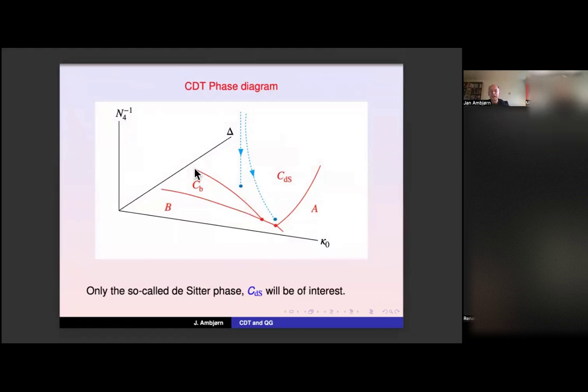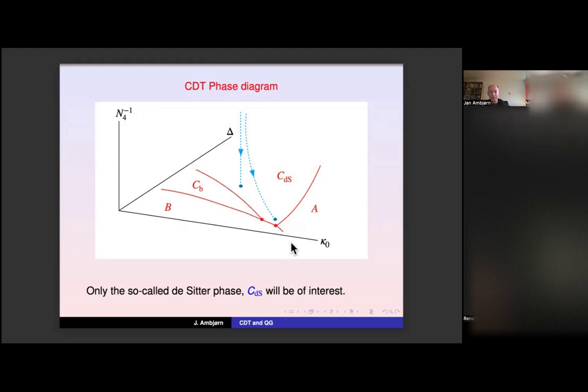So here I've drawn, we had 3 coupling constants, but delta, K0 and N4 to the minus first I plotted here. So I plotted this instead of K4 because it is the quantity that we can vary, and we are of course interested in N4 being large, even N4 being infinite. So this is this plane here. This is the plane of N4 being infinite.